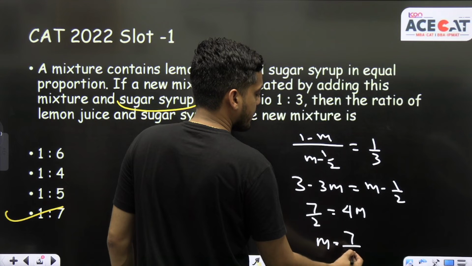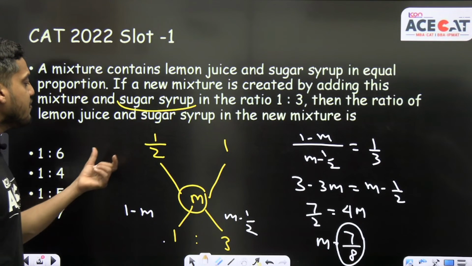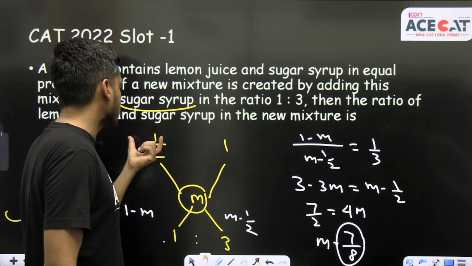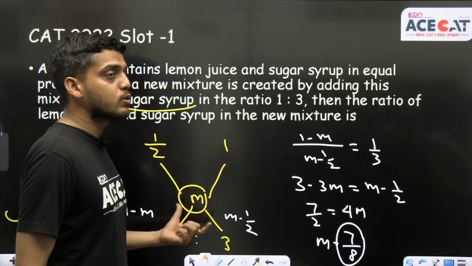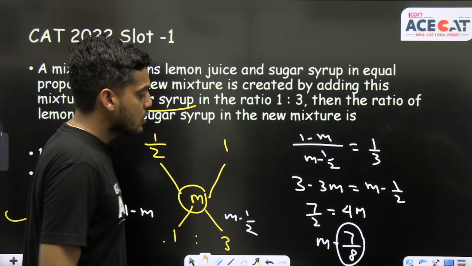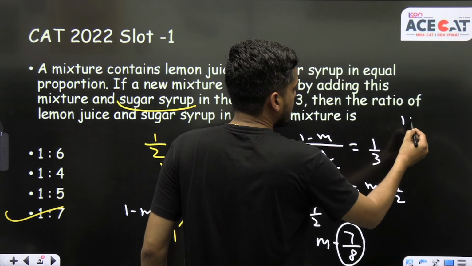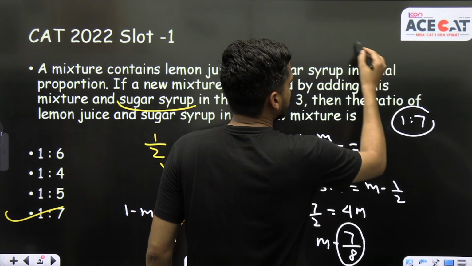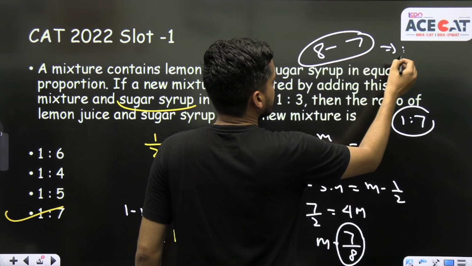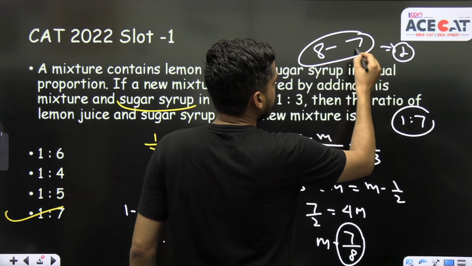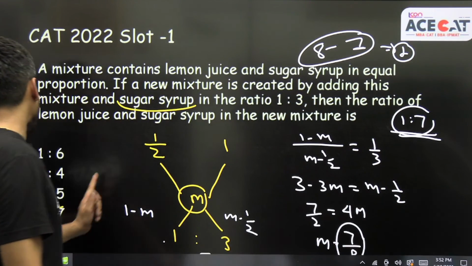7 by 8. It means in the final mixture, here we are taking the concentration of sugar, guys. Here also we are taking concentration of sugar. So this M will also denote the concentration of sugar. So sugar is 7 out of 8 unit. It means the remaining is what, beta? 7 out of 8 unit is sugar. So the remaining will be what, beta? 1 unit only. So it means 1 will be lemon and the 7 will be sugar. That's why 1:7 will be the correct answer. Option D will be the correct answer.